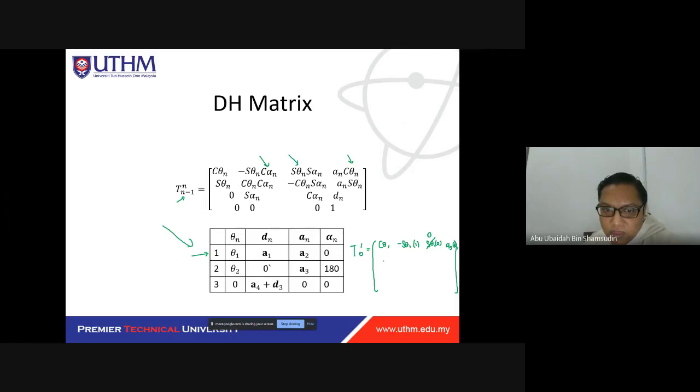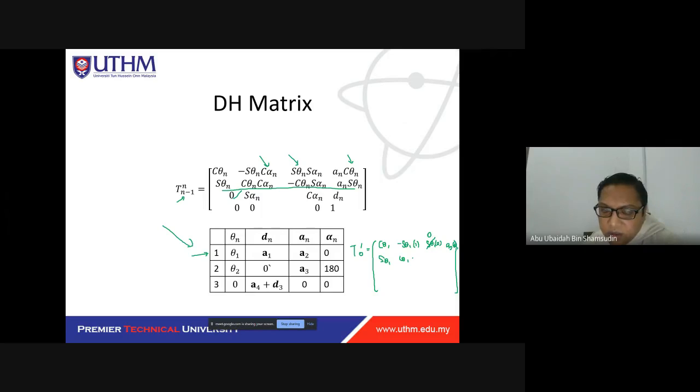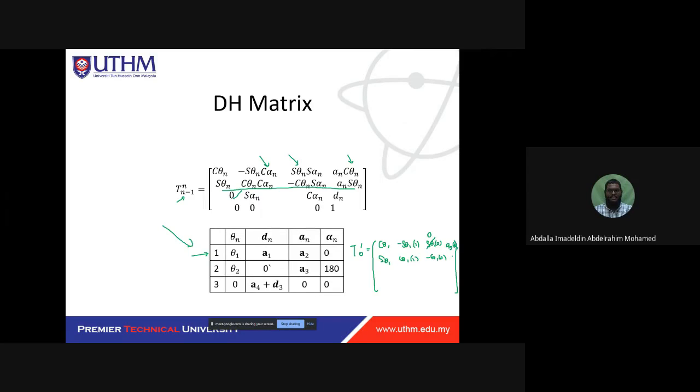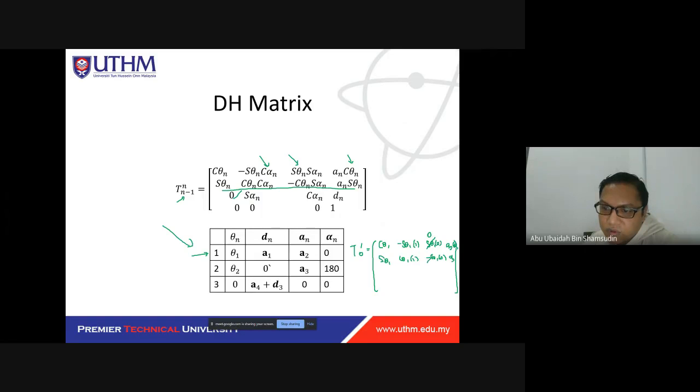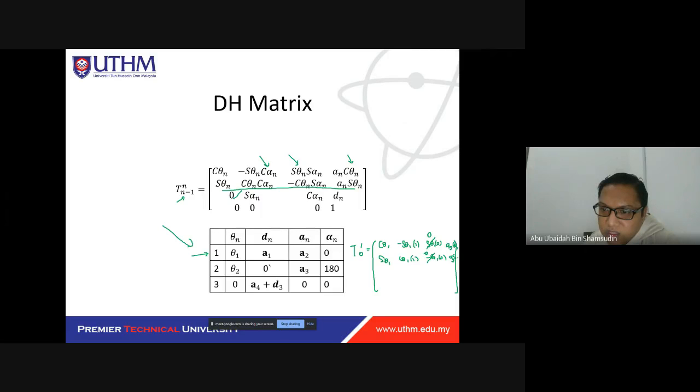Next one is sine theta 1. Okay, this one here. And then we have cos theta 1 cos alpha. Alpha is 0, so it is 1. This one is negative cos theta 1 and sine alpha, sine 0, which is 0. The entire parameter is 0, so this will become 0. And this one is a2 sine theta 1.